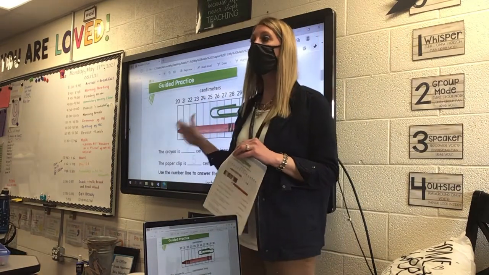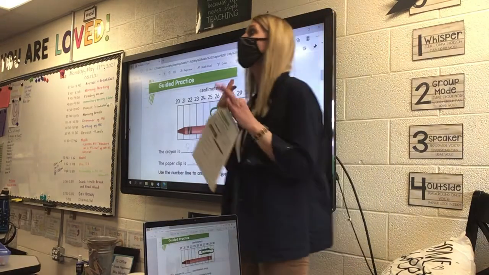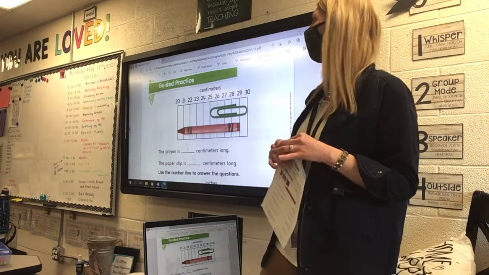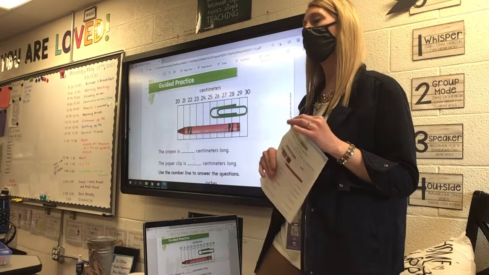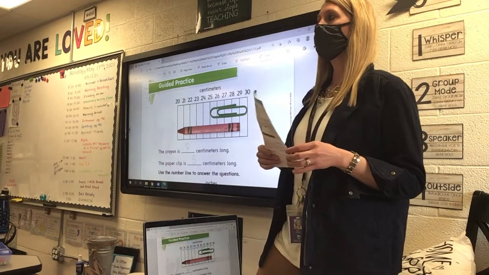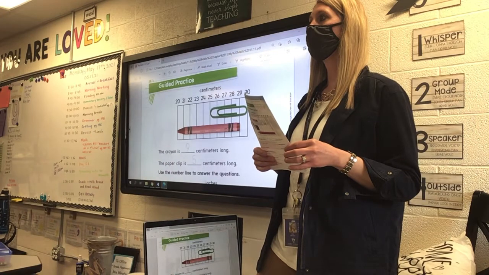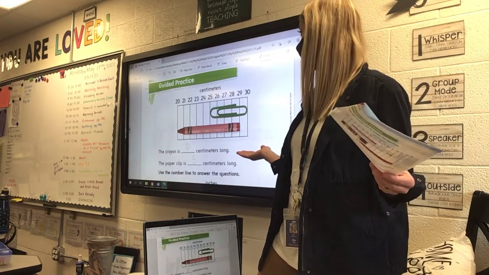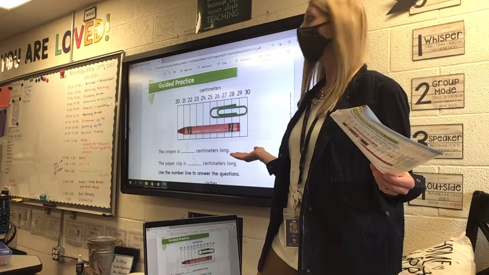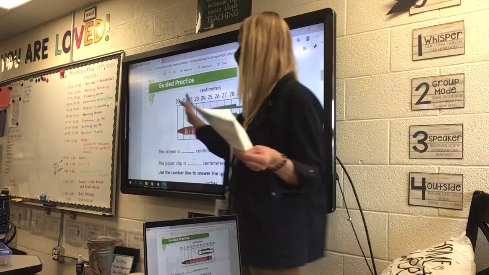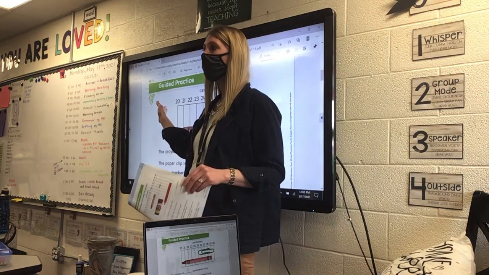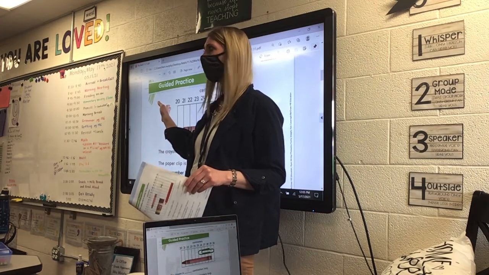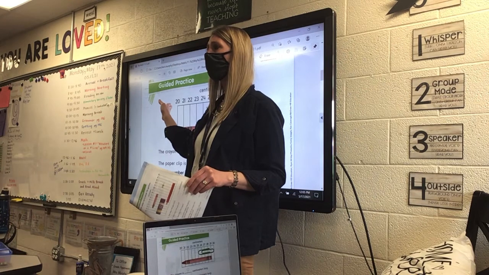Okay, up here on the guided practice, you can see the label of centimeters again. But what do you notice about my number line that is different than the front page? What do you notice about the number line? Oh, it skips.